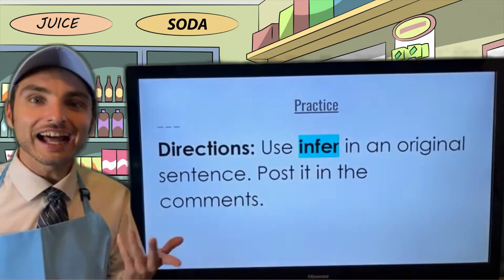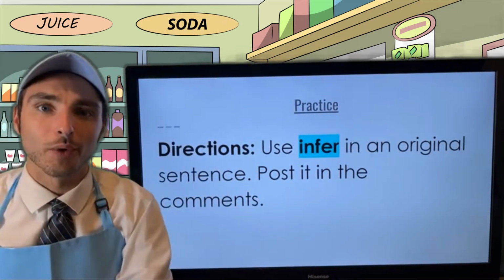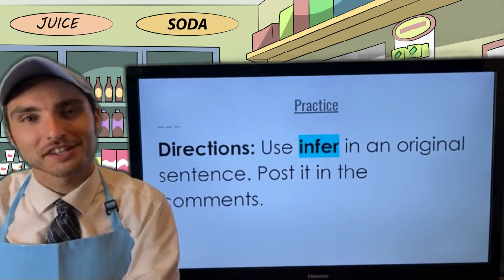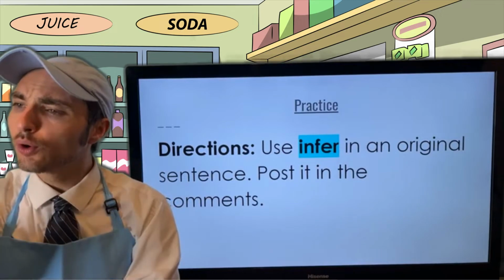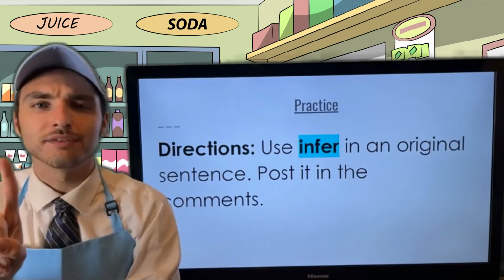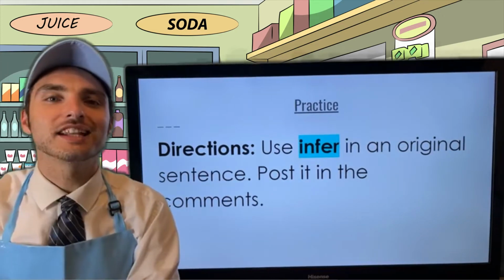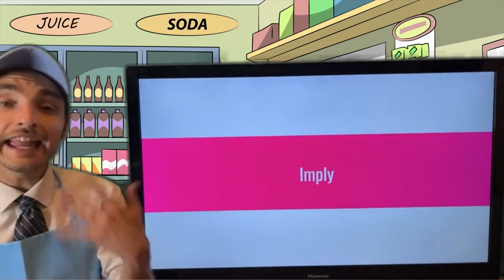Grammar goodies! How did your sentence come out? I bet it's magical. In fact, if you love your sentence so much, go ahead and put it into the comments section. Well, we went over one of the concepts for this evening, infer. But we need to get to the second word of this evening, which is the word imply.